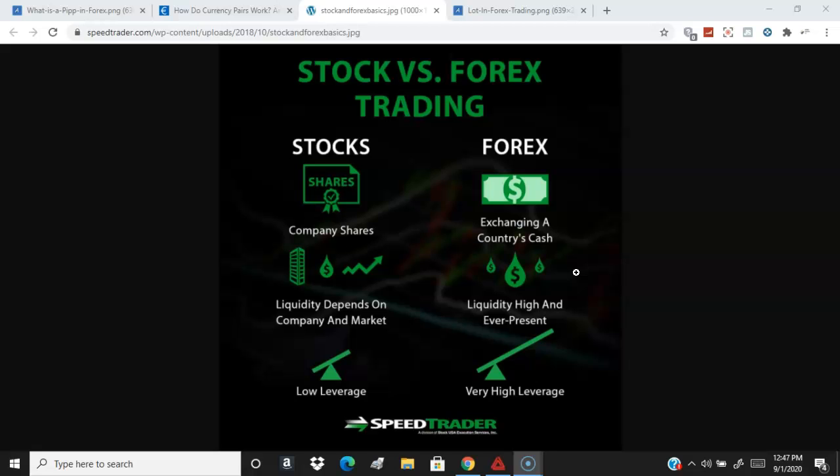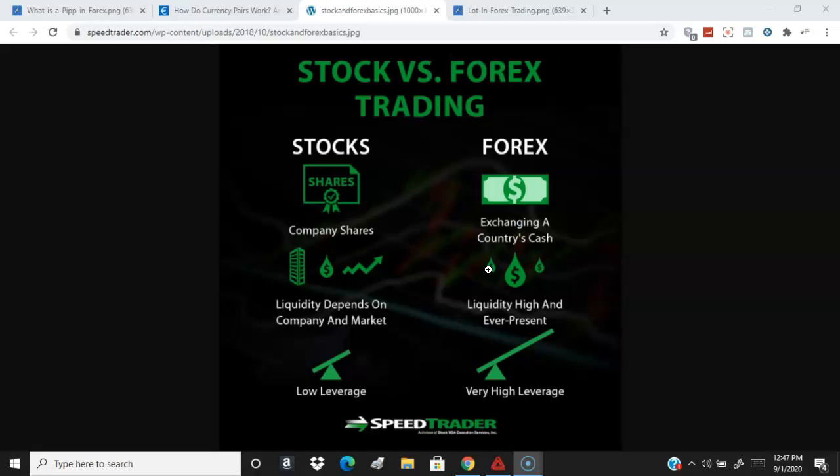And the difference in liquidity depends on the company and the market. A stock goes up and down depending on the company, per day, per analyst, per evaluation period. In Forex, there's always an evaluation period. It's always moving up and down. Liquidity is really high, so a lot of people are always using money. Not everybody has stocks, but everybody has some form of cash or money system that they're using right now.